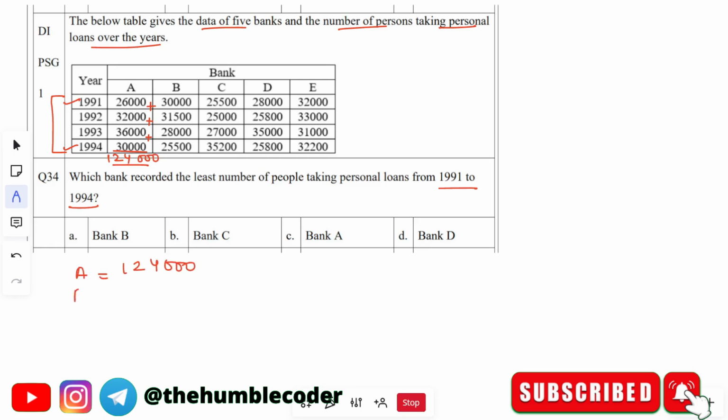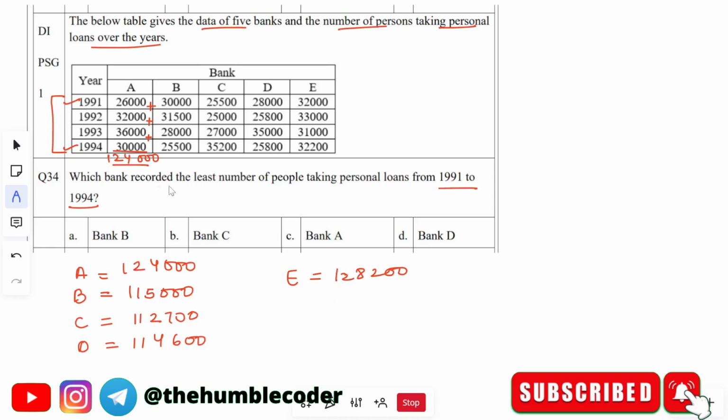For bank B, once you sum, you will find 115,000. For bank C, the total number is 112,700. For bank D, it is going to be 114,600. And then for bank E, it is going to be 128,200. So we have noted down all.